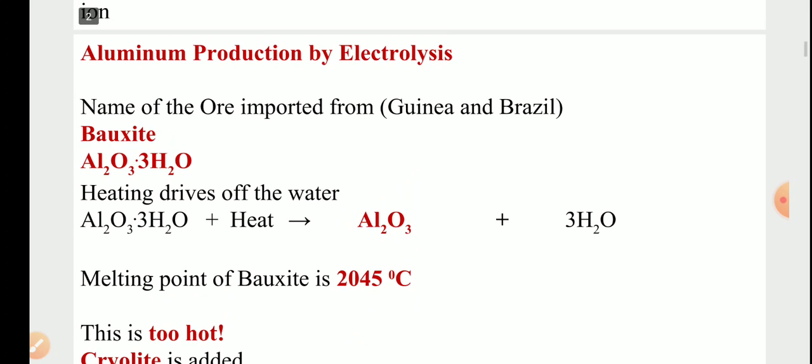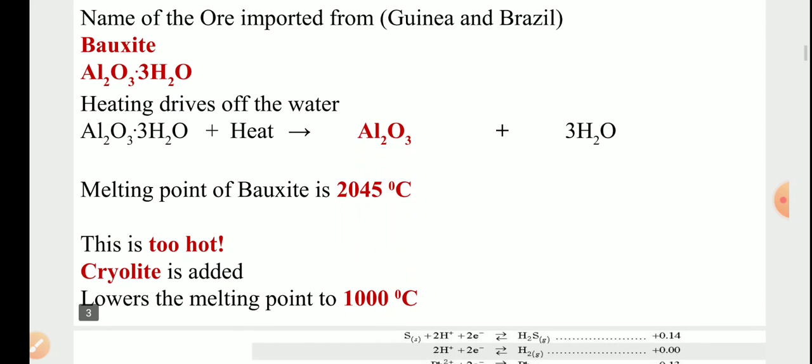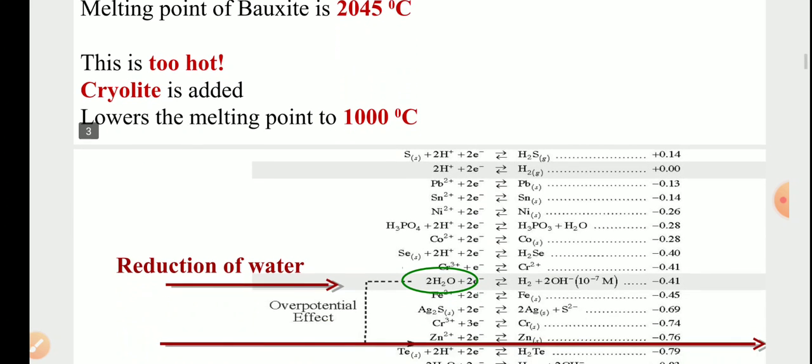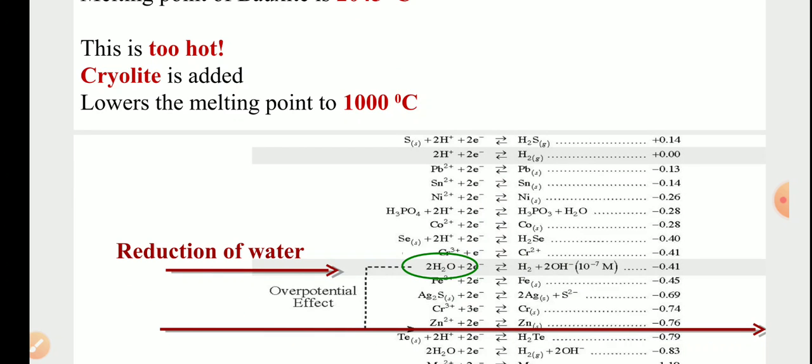So now, if you heat it, then at this temperature it is possible to get molten alumina. And as the temperature is too high, it is very difficult to reach and control that temperature. So in that case, cryolite is added and it lowers the melting temperature, up to 1000 degrees centigrade. So yes, we can achieve this 1000 degrees centigrade.